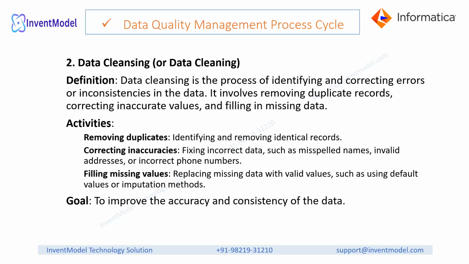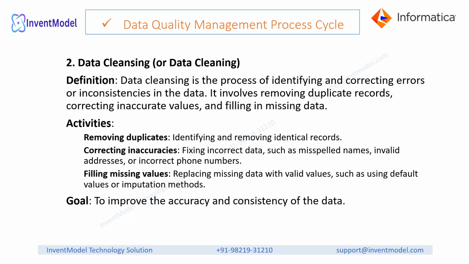Second step, we do data cleansing, or data cleaning. So data cleansing is a process of identifying and correcting errors or inconsistencies in the data. It involves removing duplicate records, correcting incorrect values, and filling in missing data. So as part of data cleansing, what can we do? We can remove the duplicate records, we can correct the incorrect values, we can fill the missing data and so on.